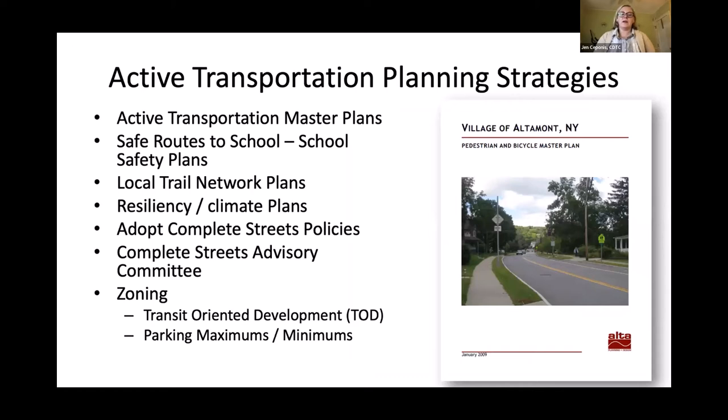So if your community is looking to get started in active transportation planning, there are a number of strategies, regardless of the size of your community or where you're at, as far as how much infrastructure you may currently have, how much funding you may think you have available to implement a program. Active transportation master plans are, of course, a good way to inventory what you have, prioritize routes, and come up with a plan to implement your either sidewalks or bike lanes or trails.